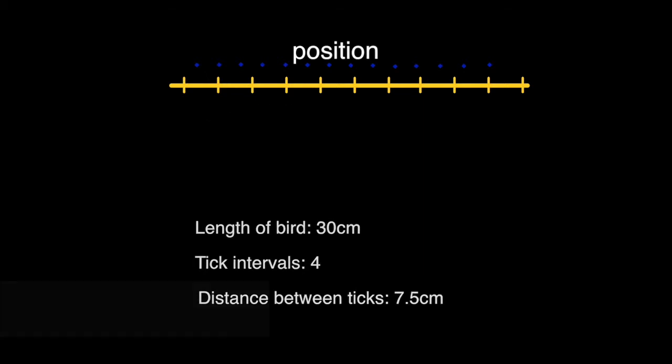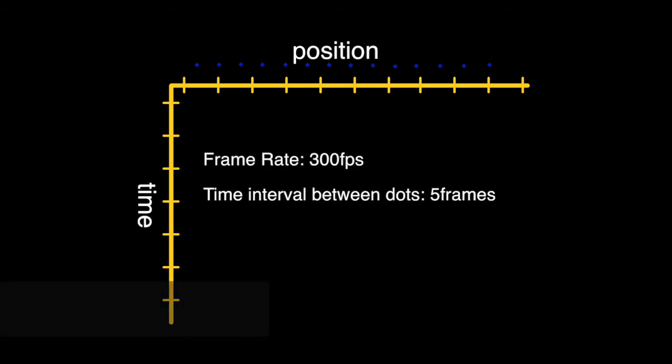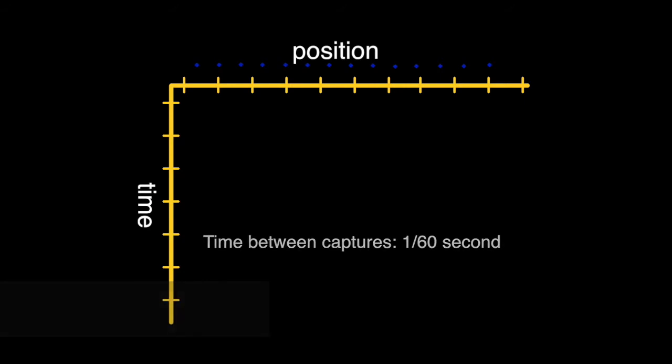It's even easier to set the time scale. The video camera is running at 300 frames per second, and the dots that have been dropped onto the screen are dropped every 5 frames. So 5 frames divided by 300 frames per second is 1/60th of a second between each of the dropped dots.